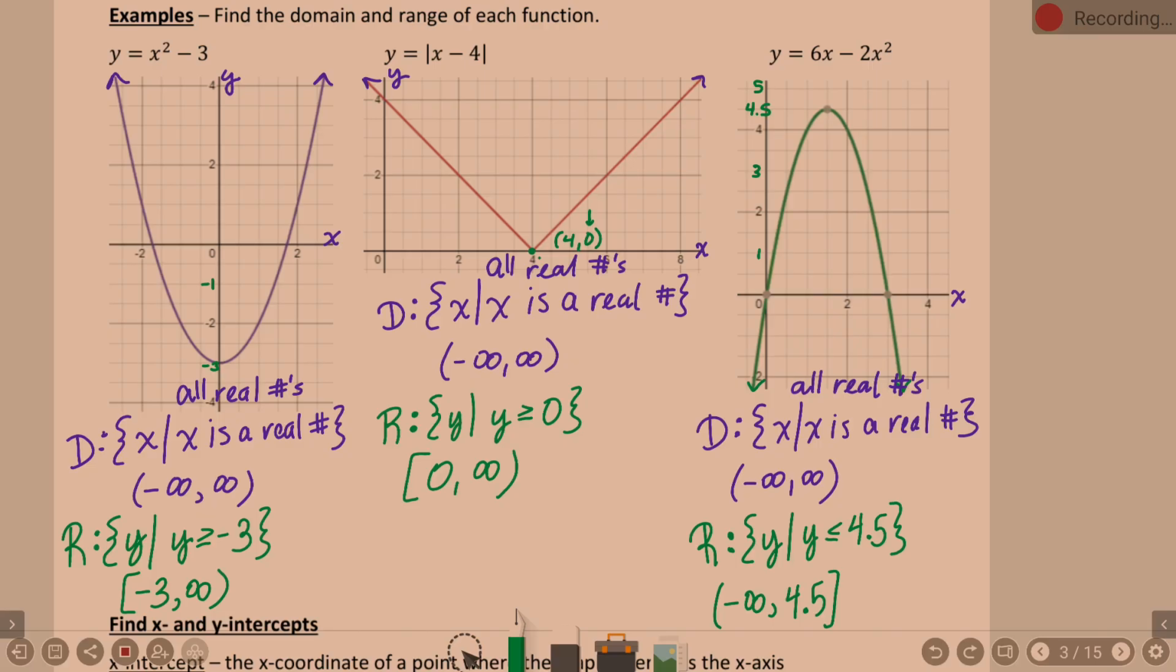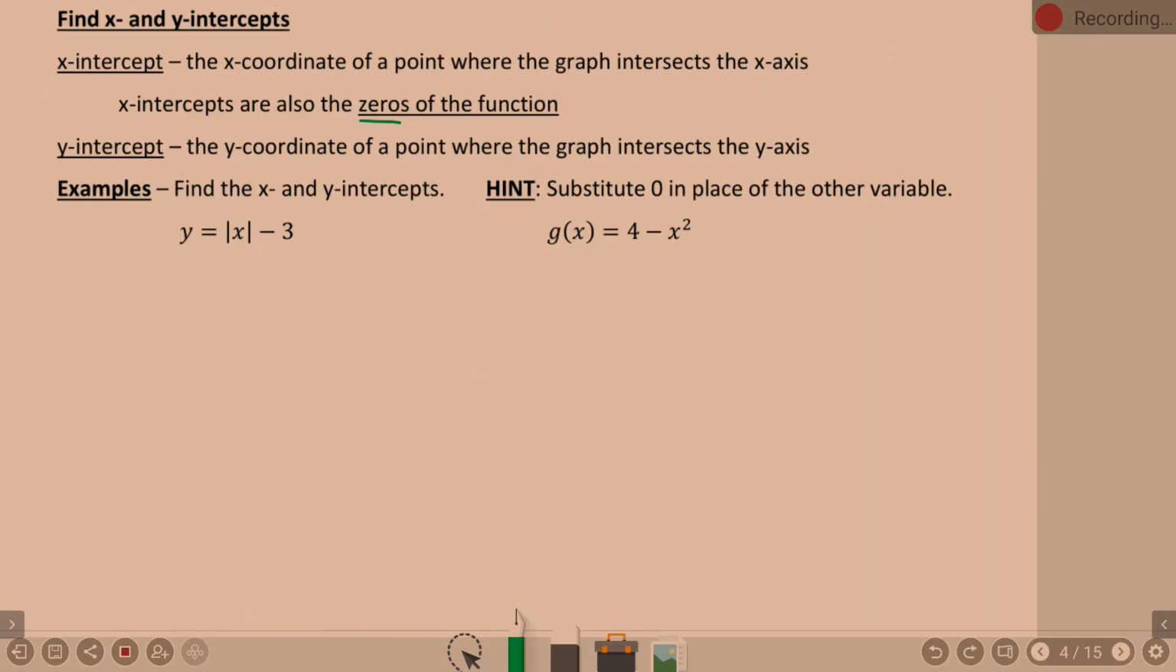So you'll notice on here, my hint, substitute zero in place of the other variable. Anytime you're asked to find an intercept, if you want to find the x-intercept, then y is going to be zero. If you want to find the y-intercept, then x is going to be zero. So to find the intercept, you're always using 0 in the opposite variable. So let's start by finding the x-intercept. And I'll label it as such here.